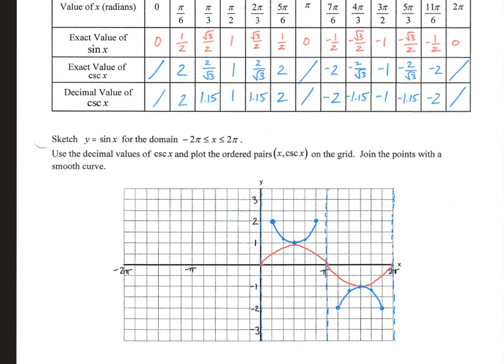Why does that happen? I want us to take a look at our red graph. Notice that at this first point on our red graph, we have a very small y-coordinate. Let's estimate it at about 0.25. If I take 1 over 0.25 to find the reciprocal, that is 1 divided by a quarter, which equals 4. That means that for this very small sine value, when I take the reciprocal, I get a very large cosecant value.